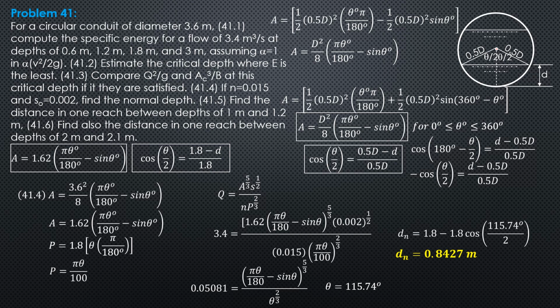Which will not cross the depths, the distance between depths that we are looking for, between 1 meter and 1.2 and between 2 and 2.1. But there is one more, the critical depth, on the next slide. So that's it for the normal depth. We have answered one question. For questions 1 to 3 and 5 and 6, let's tabulate. But let's recall the formulas and the given values.